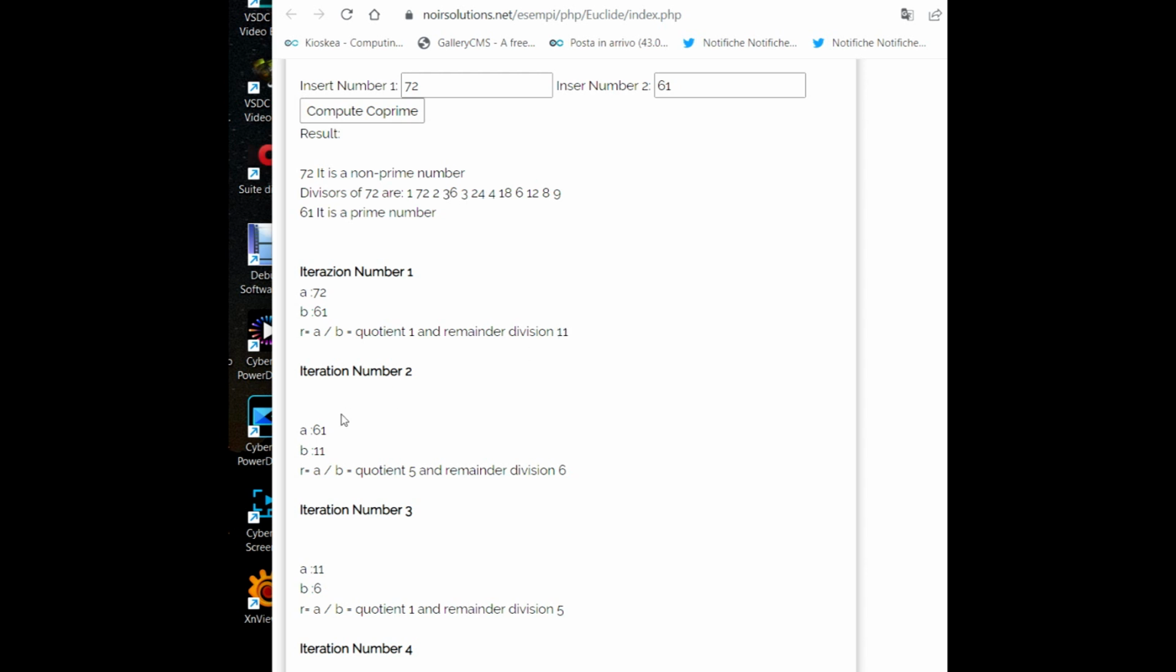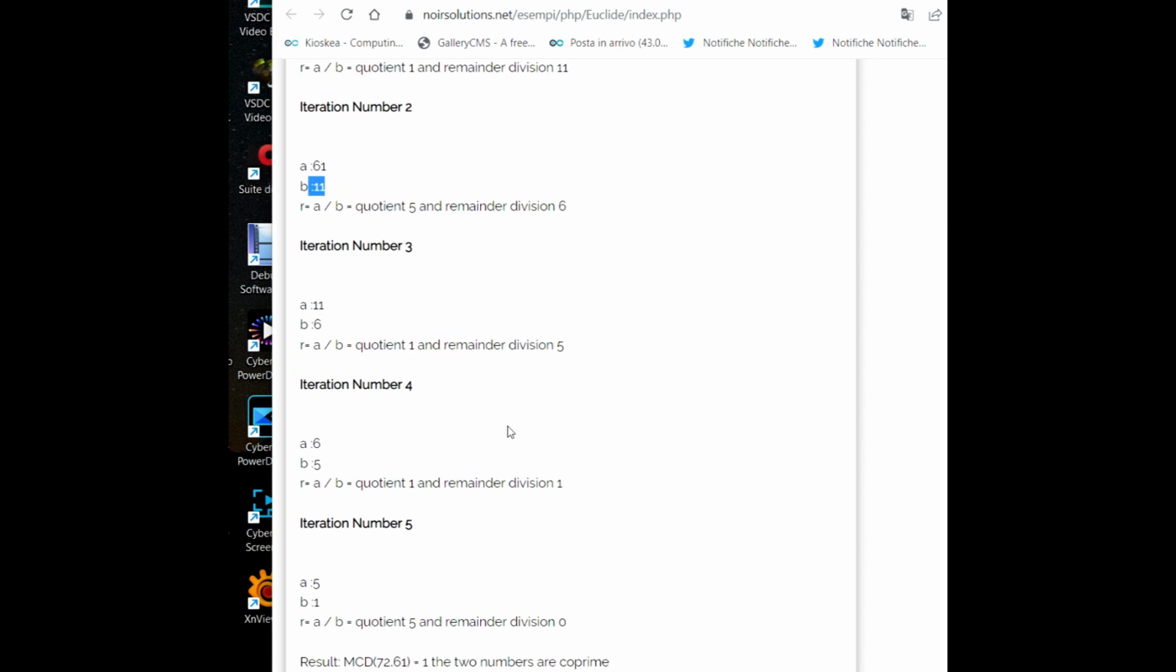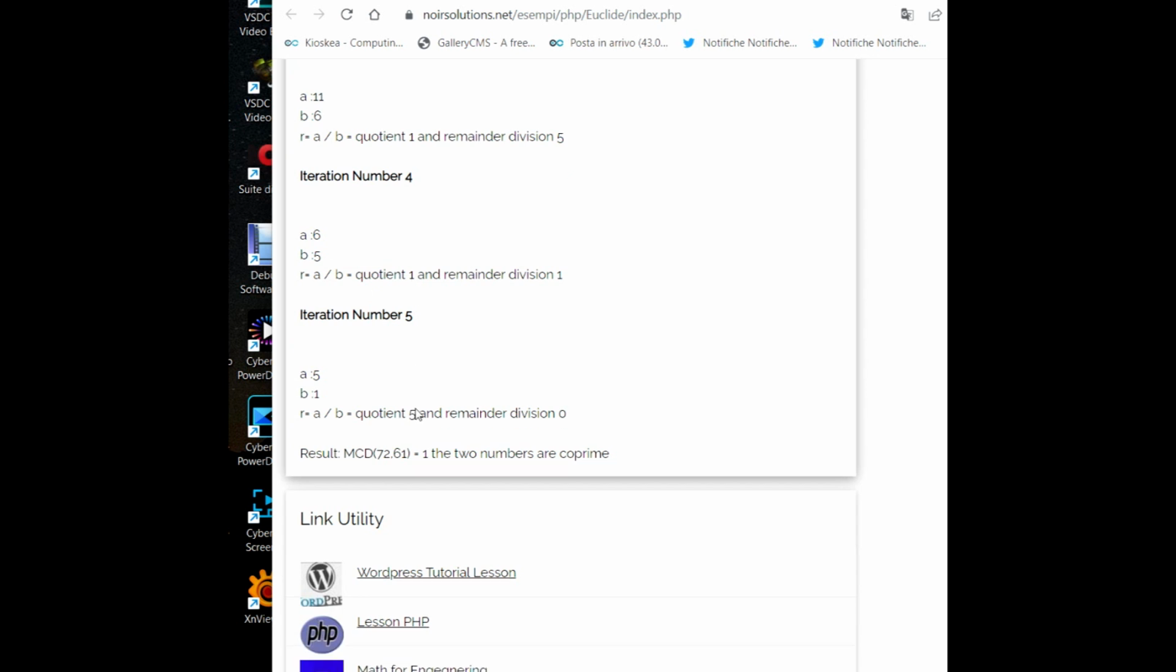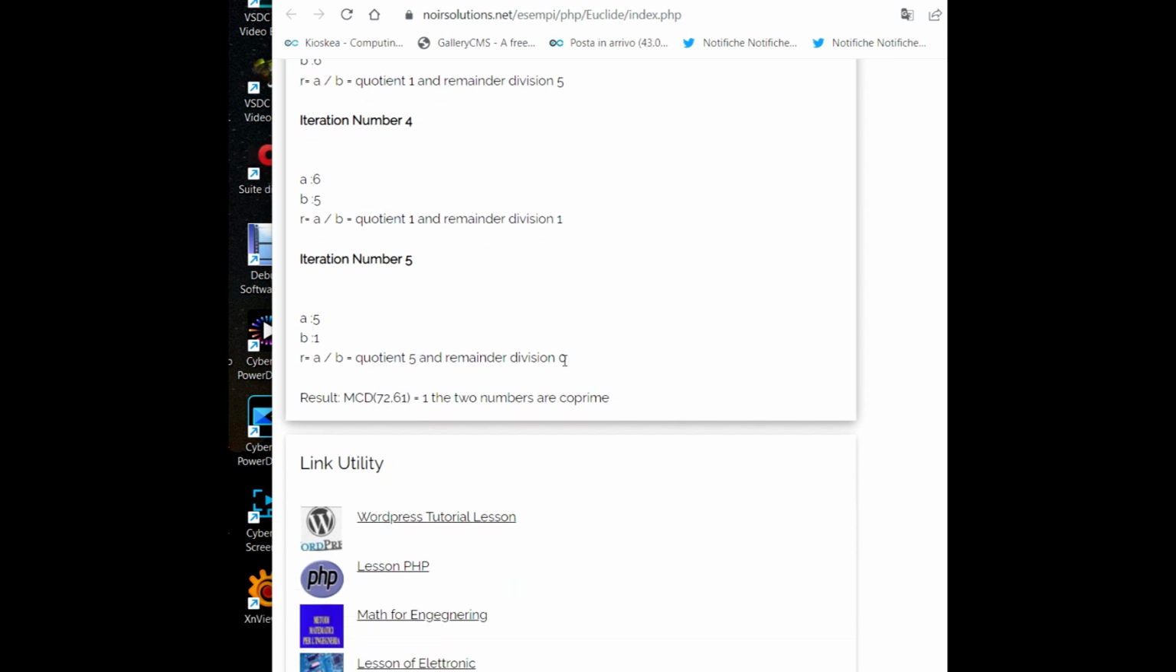So the next check uses A as the value of B, and B as the remainder. You go on until you find that the remainder of the division is 0, and you take the previous value. So you take the value 1. So the result, the MCD of 72 and 61, is equal to 1, so the two numbers are coprime.